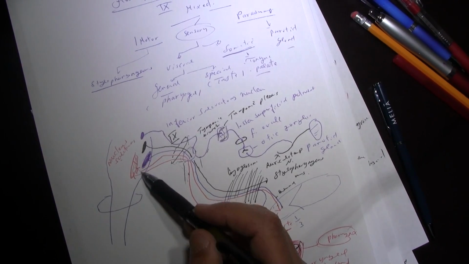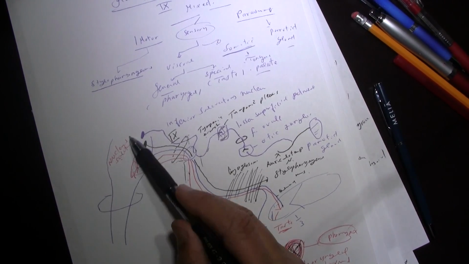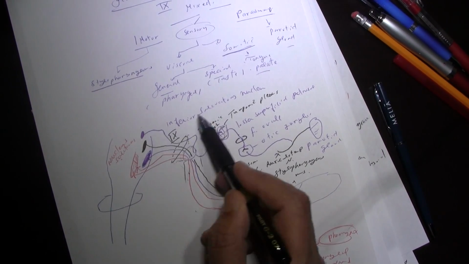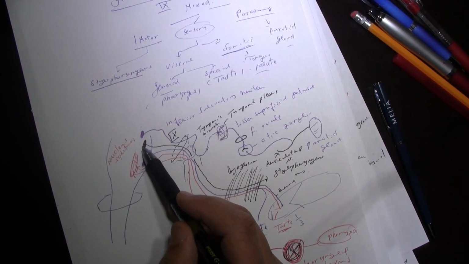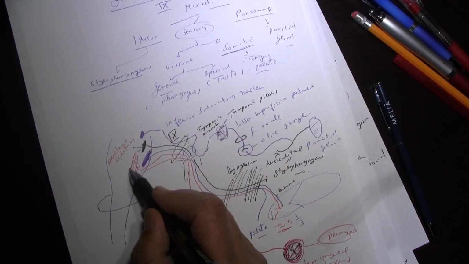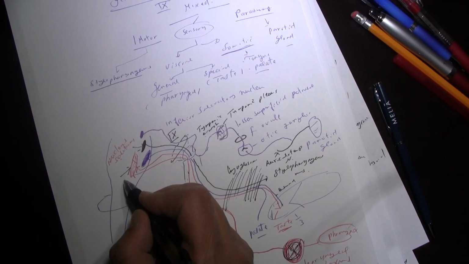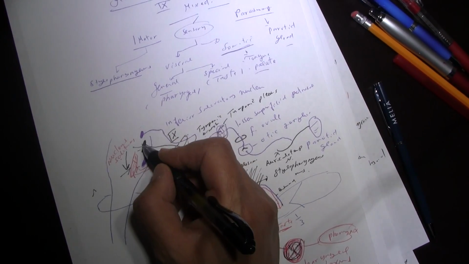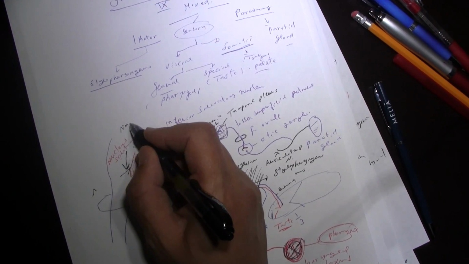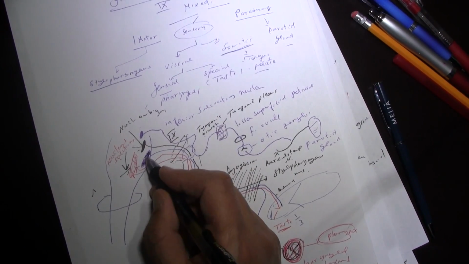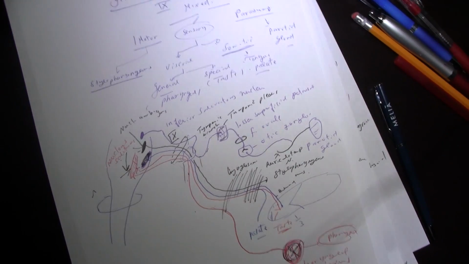So if I ask you what nuclei are related to the glossopharyngeal nerve: you have the parasympathetic nucleus, called the inferior salivatory nucleus. You have the motor nucleus, called the nucleus ambiguus. You have the visceral sensory nucleus, called the nucleus solitarius. Then you have the trigeminal sensory nucleus for general sensation.